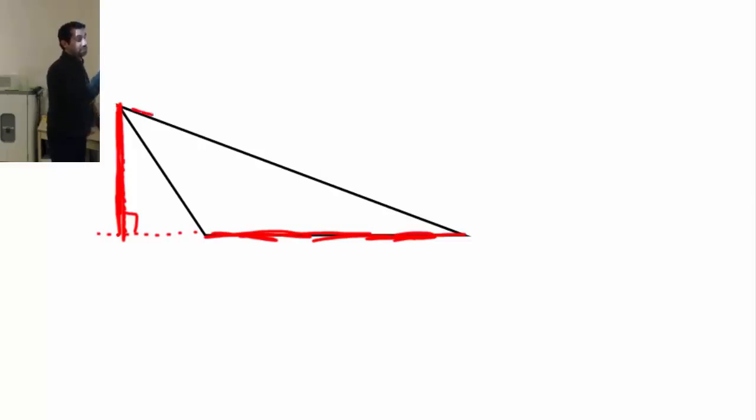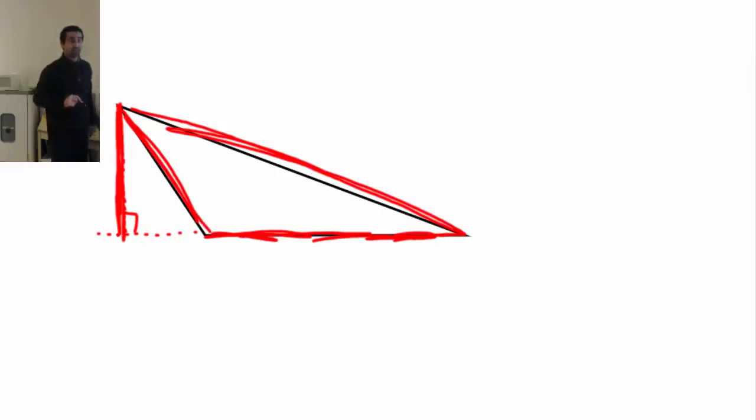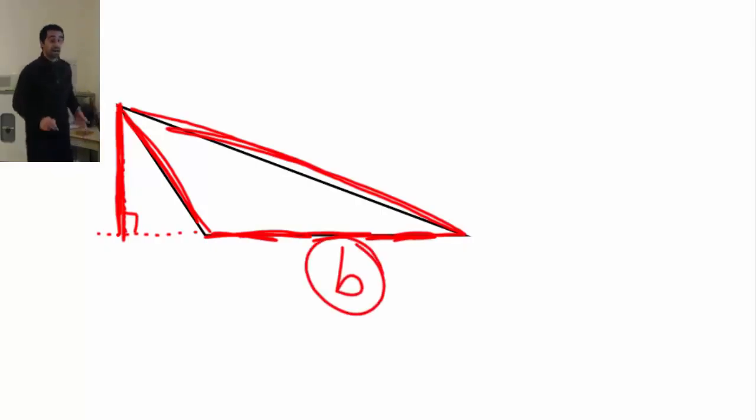So if this base is given, don't use that number. There are 3 bases, but the base you're going to use is this one, and the height you will be using is this one. All right? Let's practice.